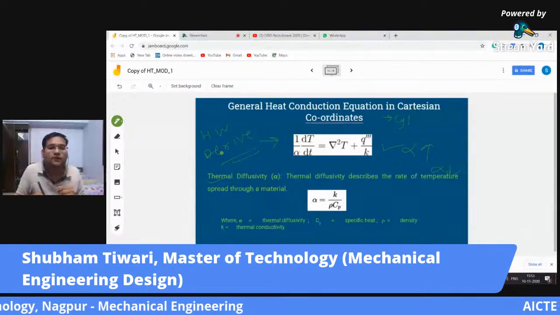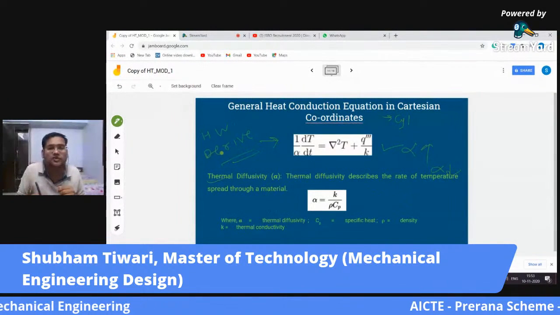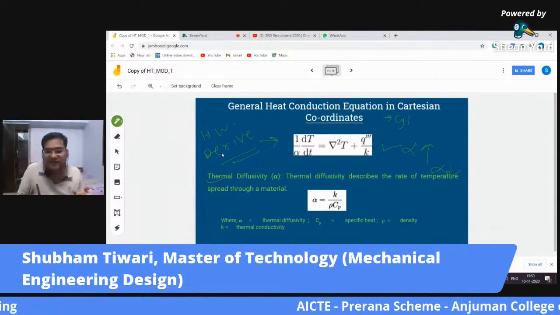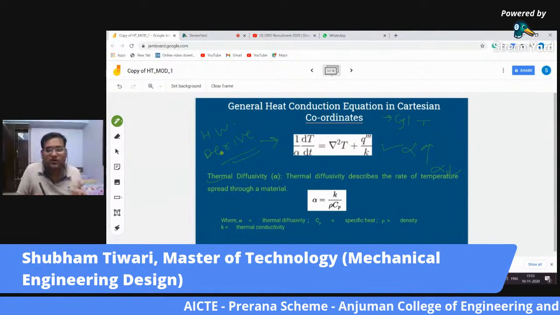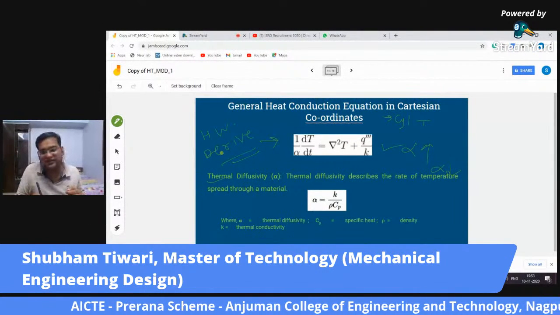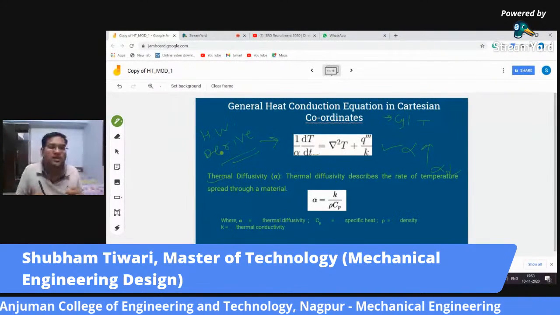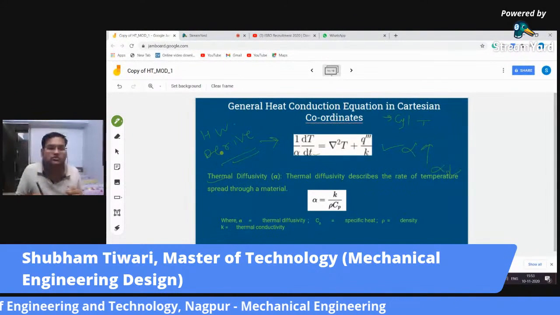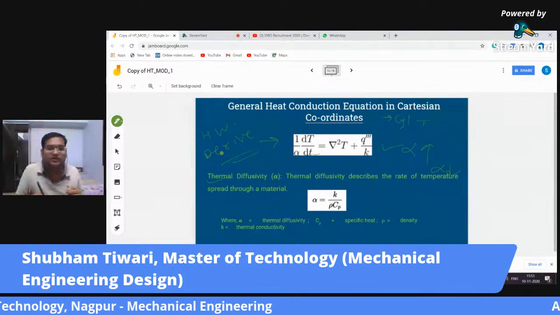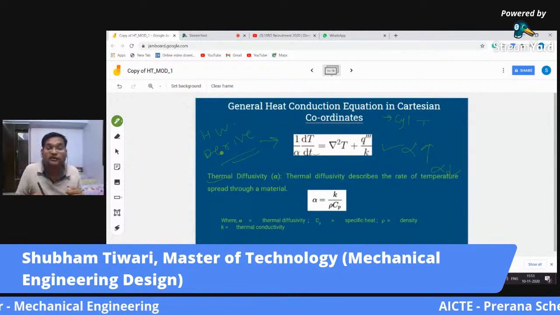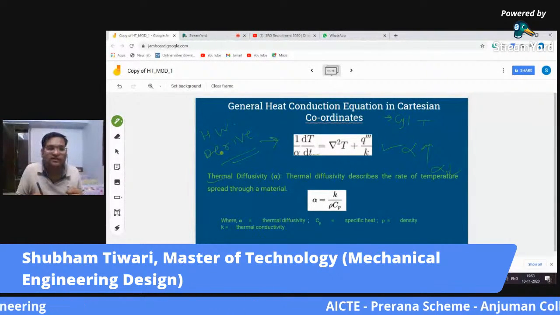And what is then, we are dT by dt. So in earlier stages, we were not considering unsteady state, but here the temperature is changing with respect to time, dT by dt. So this is the time rate of change of temperature, which is equal to del square T.